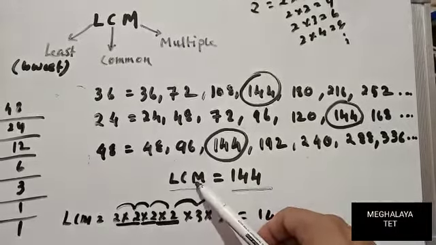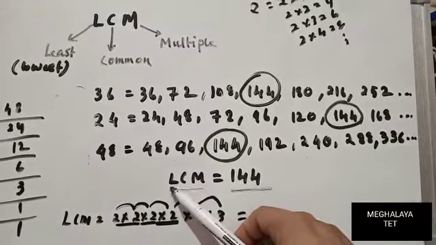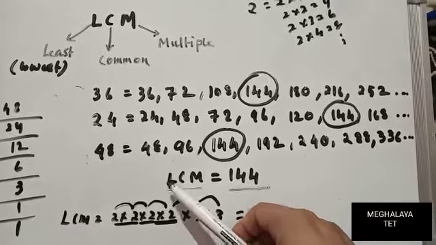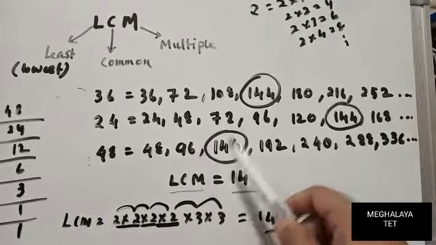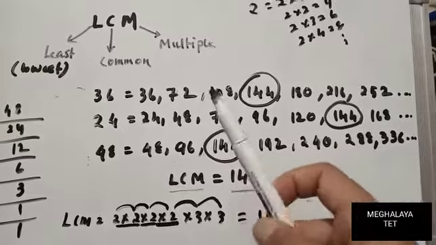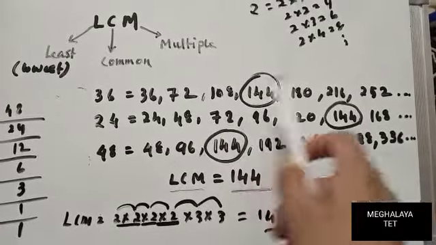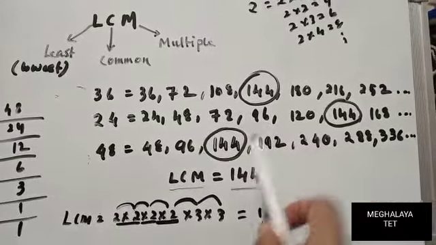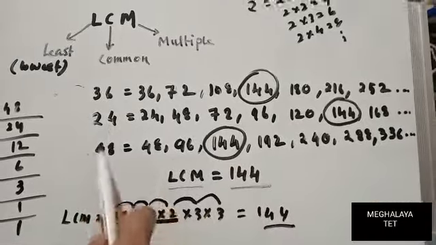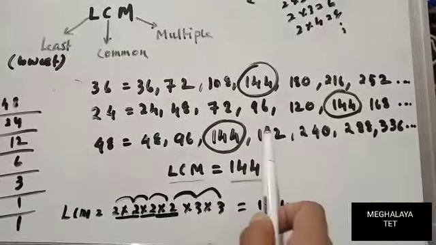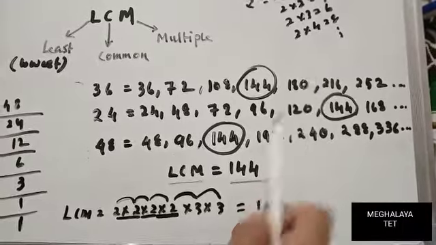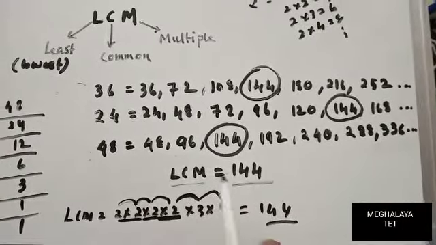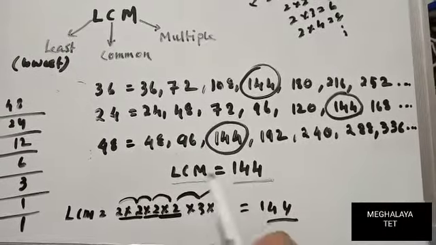This one is multiples, common, least. Least common multiple: the multiple should be the least, and common means present in all three numbers. So if you look at these three numbers, you will find 144 is the least common multiple of these three numbers. So 144 is the LCM.